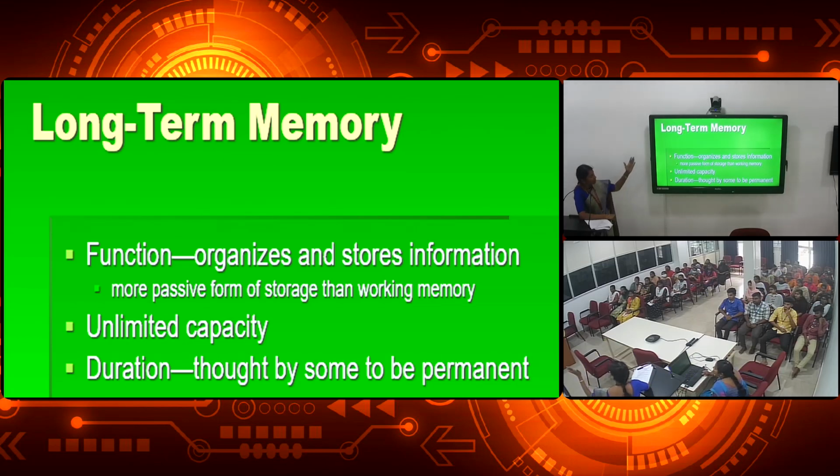The stored information is then passed to long-term memory. Can you understand? Okay. Long-term memory. This function organizes and stores the information. It is a more passive form of storage than working memory. What is working memory here? Yes, when you are manipulating the stored information, it is called working memory. In short-term memory, you only store the information. When you are manipulating it, that memory is called working memory.